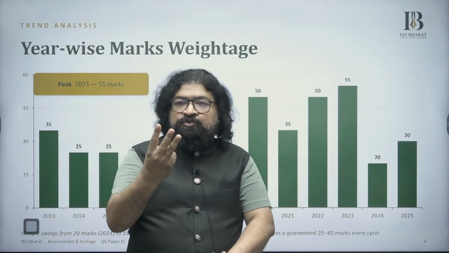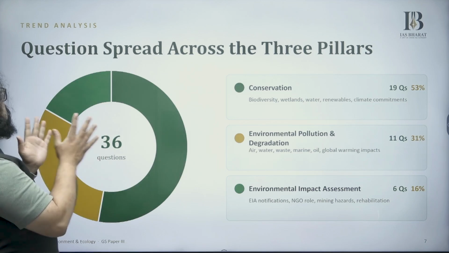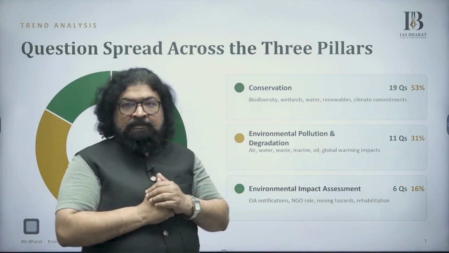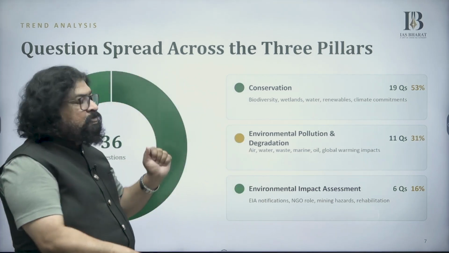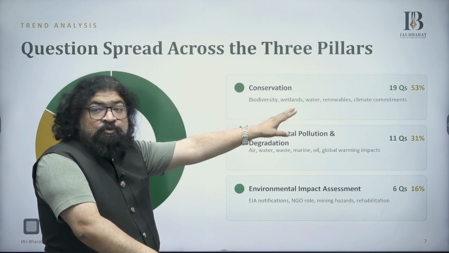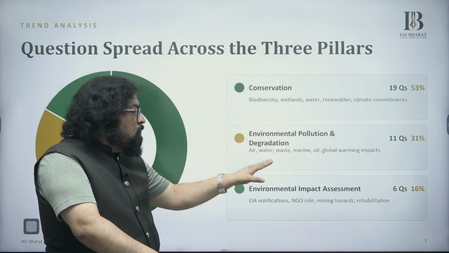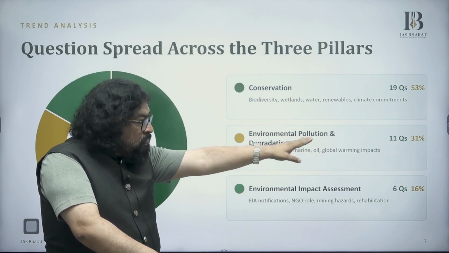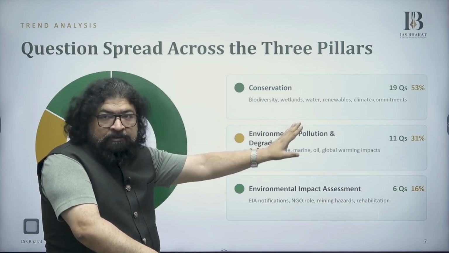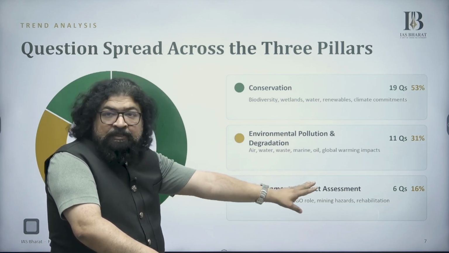So as I said, 2 to 3 questions on environment are asked in the GS3 paper. So there is a trend that you can see now. As I said, 36 questions have been asked so far. If you divide weightage-wise into 3 component segments of the syllabus, let's say conservation, biodiversity conservation, wetlands, water, renewable energy, whatever, that carries 19 questions from 2013 onward. So that is 53% weightage. If you take environmental pollution and degradation, there are 11 questions, which comes to around 31% of the total. And environment impact assessment has 6 questions, which carry 16% weightage.